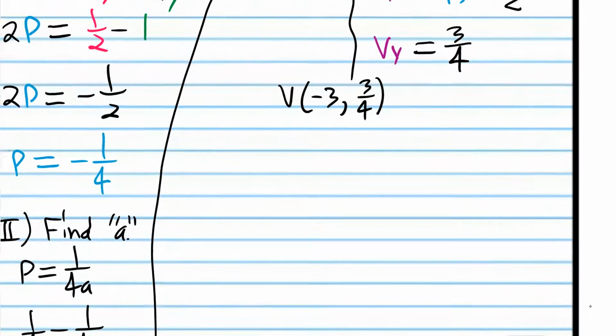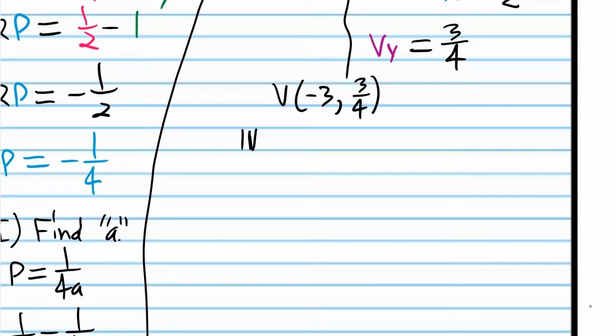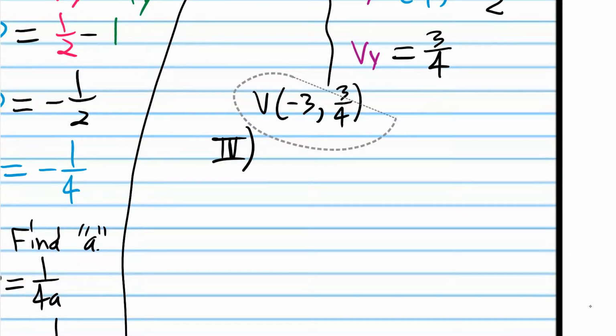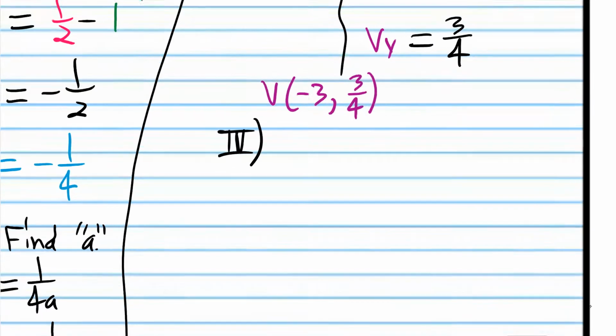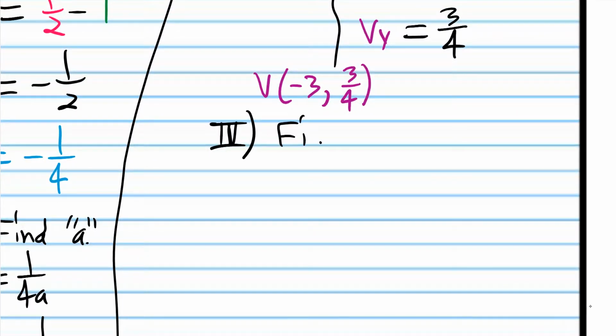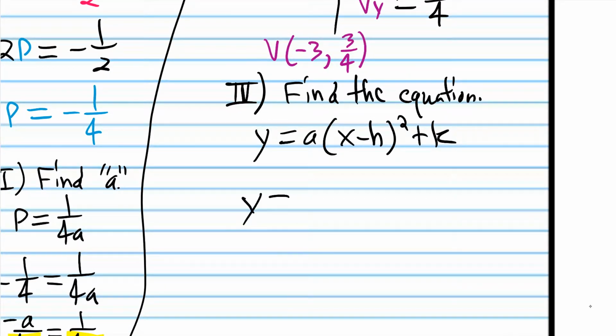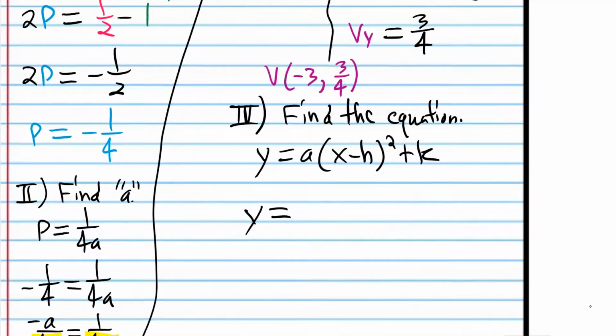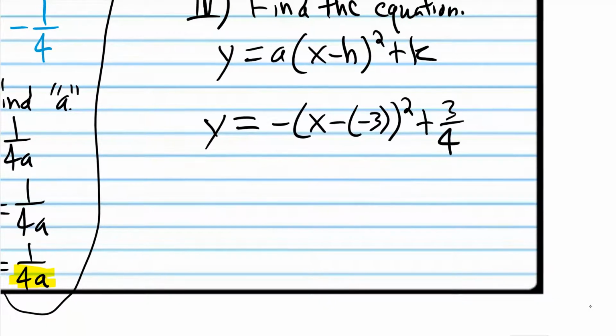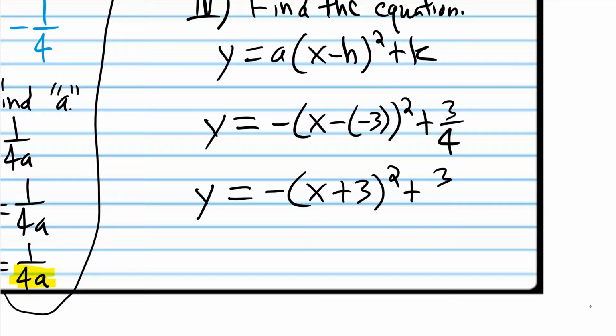All right, now we need to write the equation of the parabola we were given. Of course, all we have to do is plug in a, which we found, along with h and k, which we just found. So a is equal to negative 1, h is negative 3, and k is 3/4. Now we're not going to leave it as a double negative though, so we have negative x plus 3 squared plus 3/4.